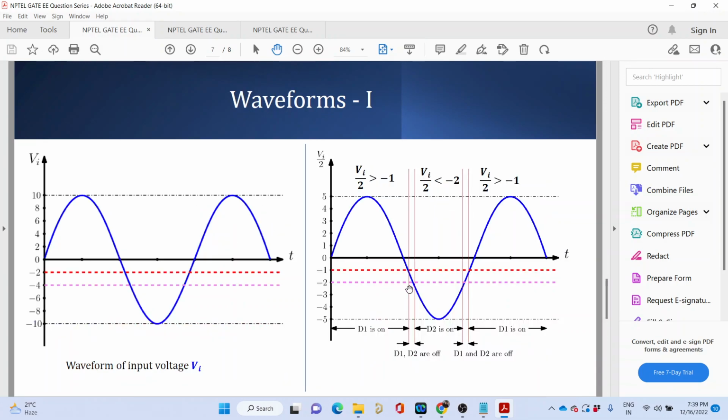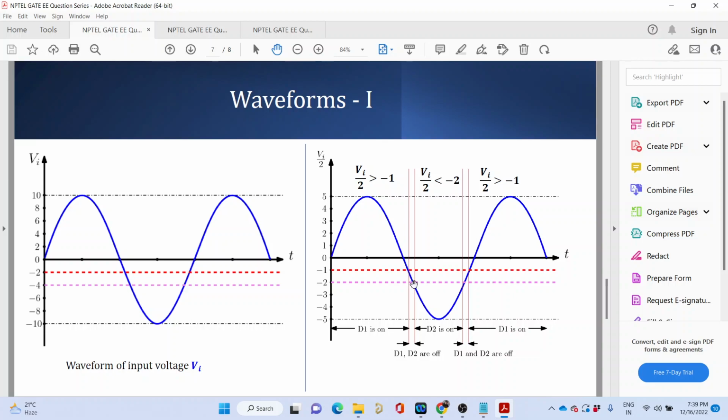So it would be Vi by 2. You see it is a plot of Vi by 2. That's why I have written 5 volt over here. Vi was 10 volt, so I have written 5 volt over here. So between these two regions, it would be following the input voltage by 2.